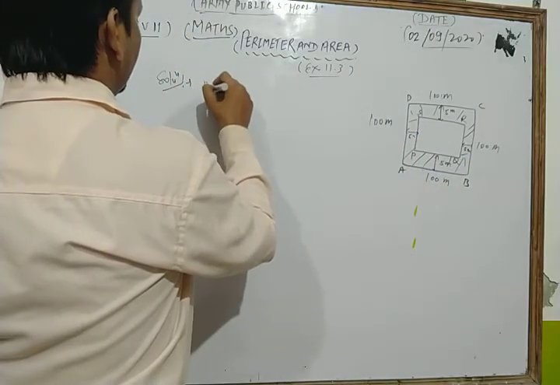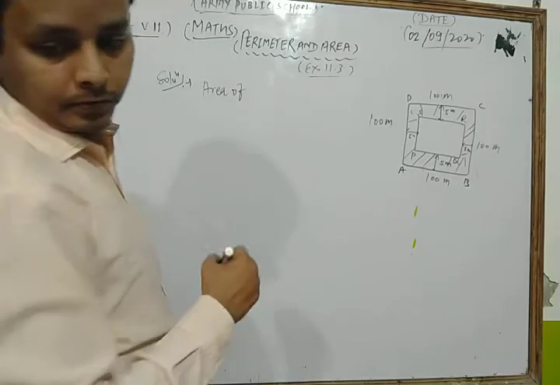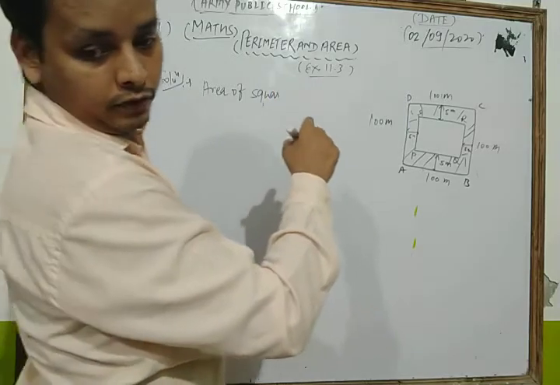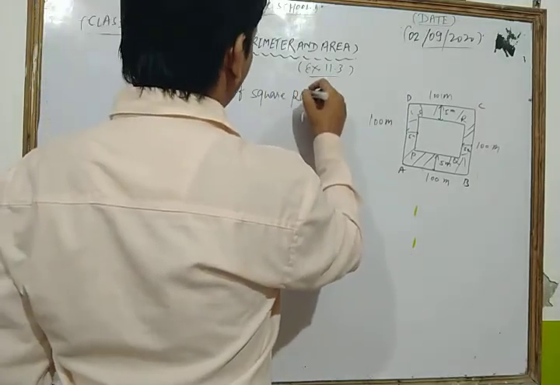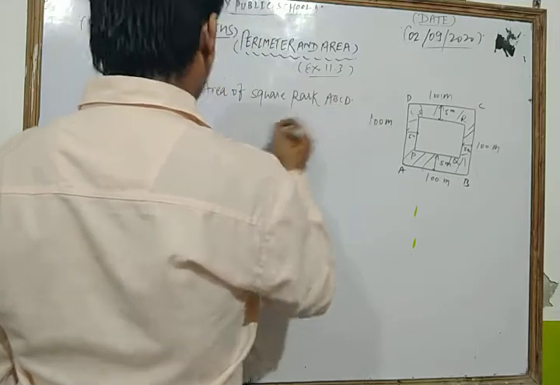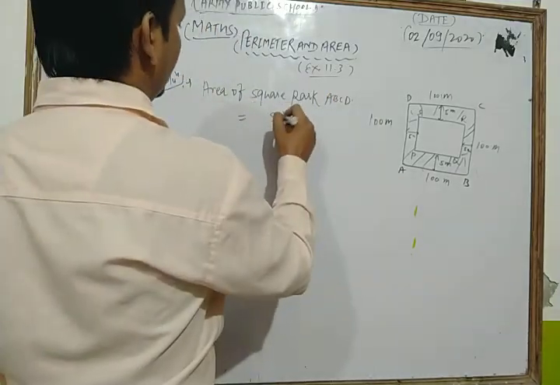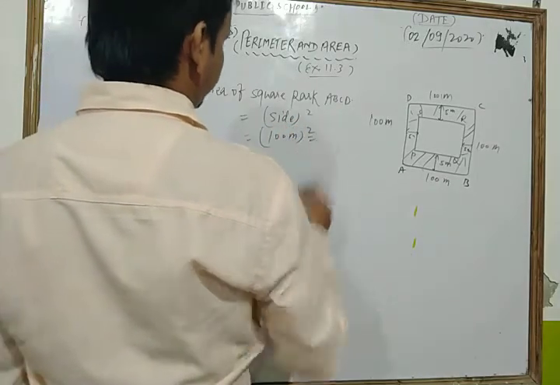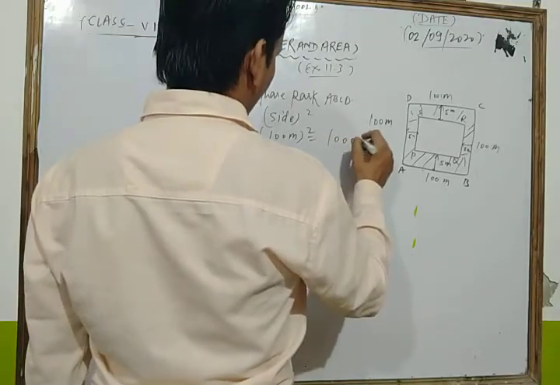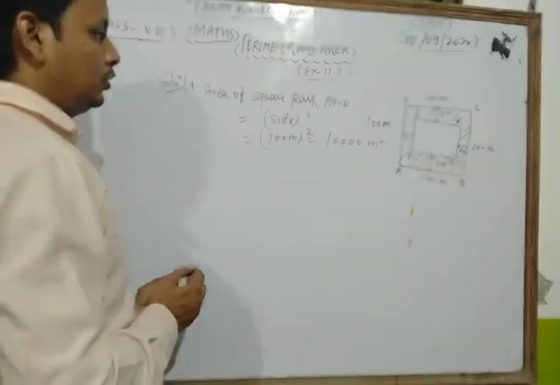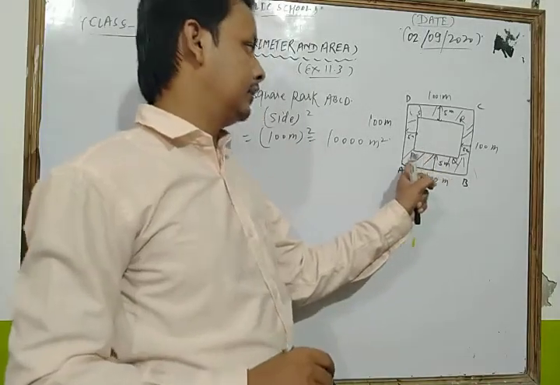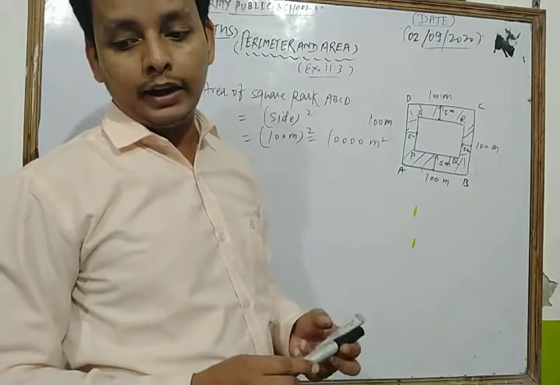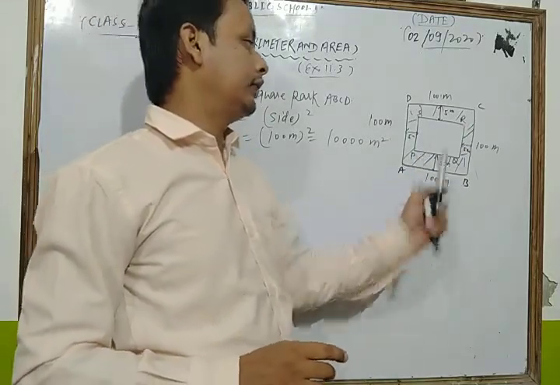The area of square ABCD is side squared, which is 100 meter squared, that is 10,000 meter square. Okay, now what do I do? Now we find the area of square PQRS. For that, first of all, we find the side of square PQRS.